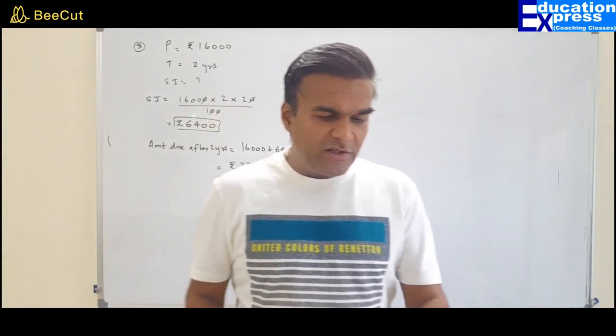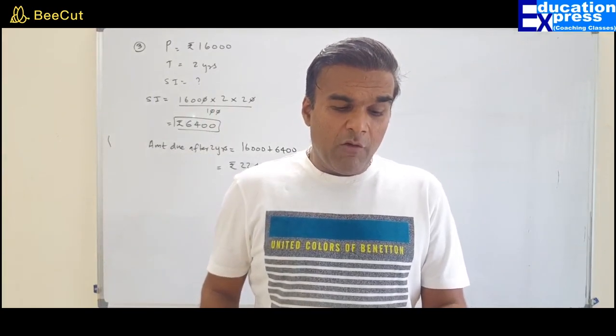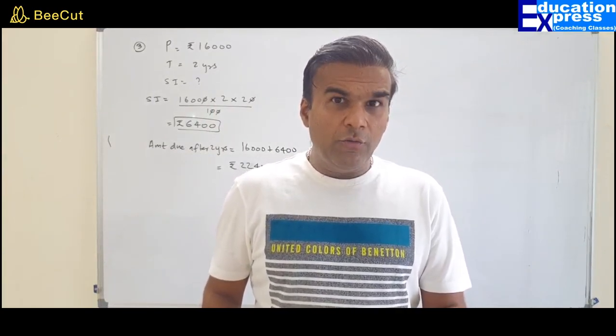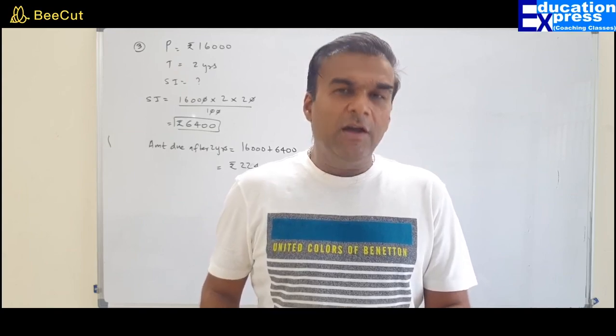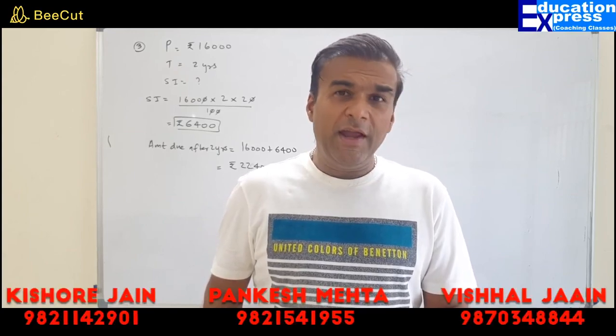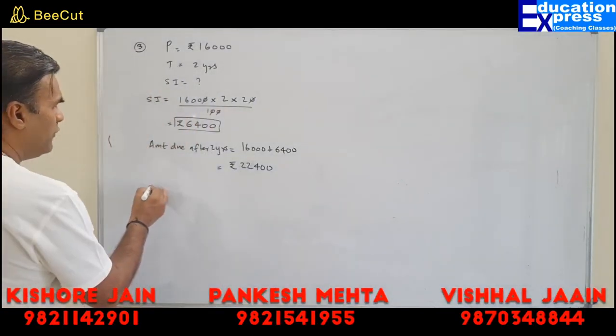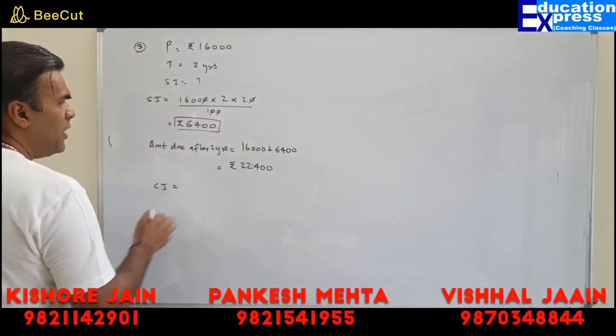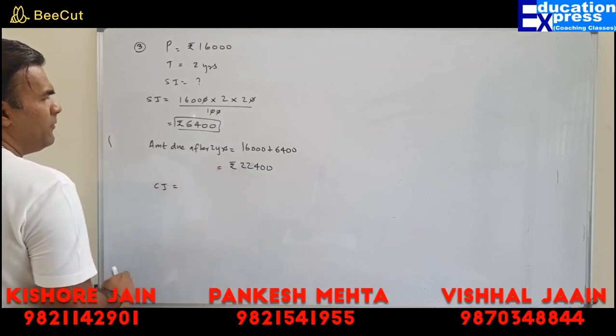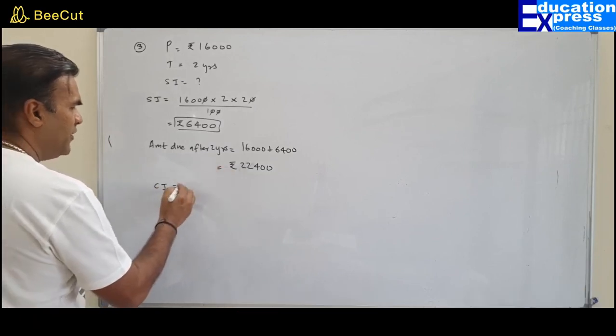They say 20% compound interest for the remaining 1 year on the amount due after 2 years, the interest being compounded half yearly. This is a catch. You have to find compound interest. This is your principal now. On this principal you have to find compound interest.